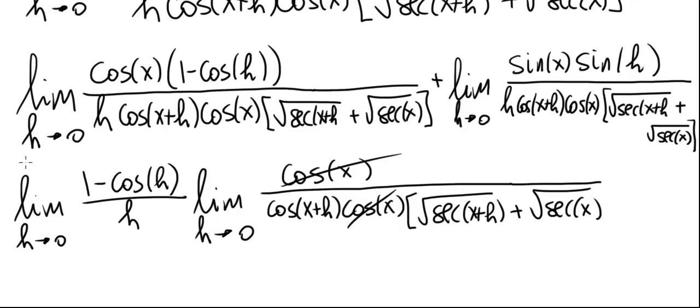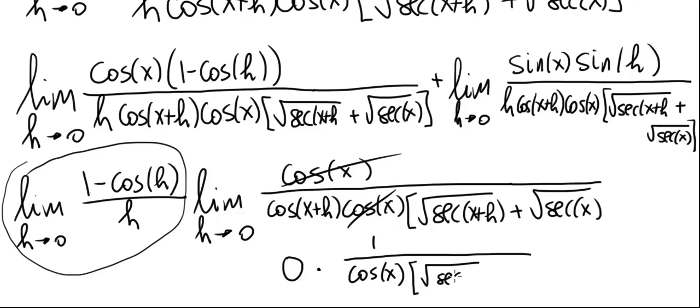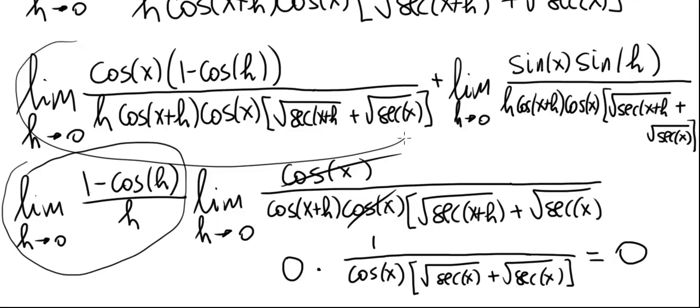Let's look at this one first. Notice that this limit here is result number 2. This limit is 0. So this limit will be 0 times, we have 1 in the numerator. In the denominator we have cosine of x, and then we have the square root of secant of x plus the square root of secant of x. So you can see 0 times this will be 0, and the first limit is 0. This whole thing goes to 0.